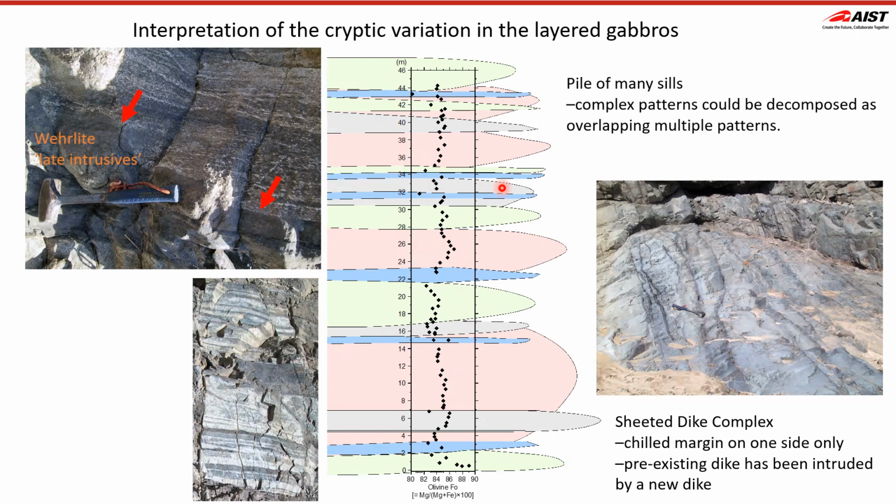In fact, a similar relationship can be observed in the sheeted dike complex. In the sheeted dike complex, chilled margin on one side only is often observed. This occurrence indicates that a new dike has penetrated an existing dike. So we probably see similar phenomena of cryptic variation in the layered gabbro sequence. The sharp lithological boundaries like this in the outcrop do not contradict this idea.